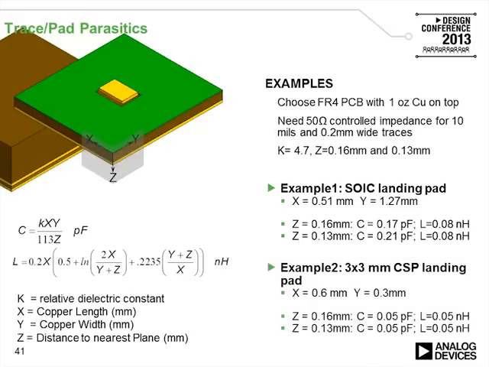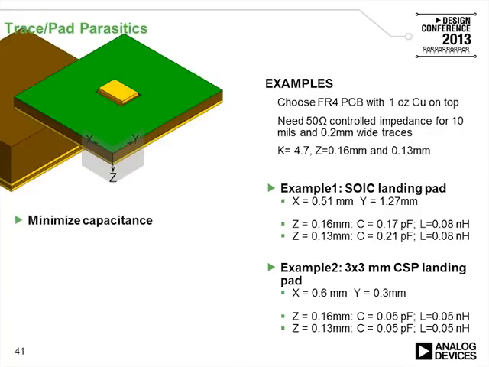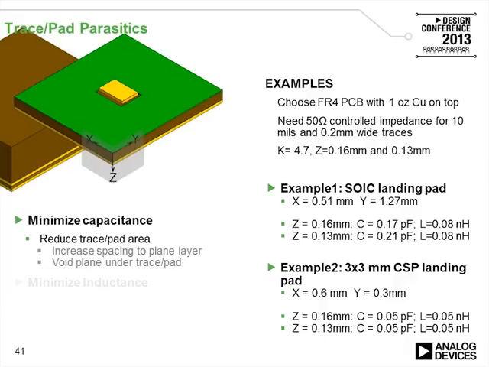If I change to an LFCSP landing pad, which can be made smaller, note that there is a large decrease in capacitance and a substantial decrease still in inductance. So the smaller pad size has an advantage. To minimize the capacitance of any trace, you want to reduce the trace or pad area, make it as small as possible, and increase spacing to the plane layer, which reduces capacitance. You can cut the plane out under the pad to further reduce capacitance.